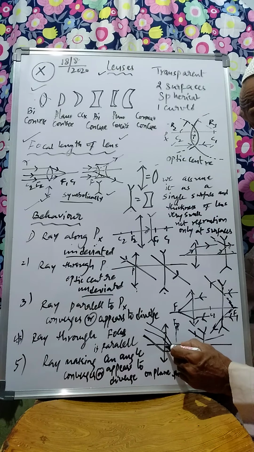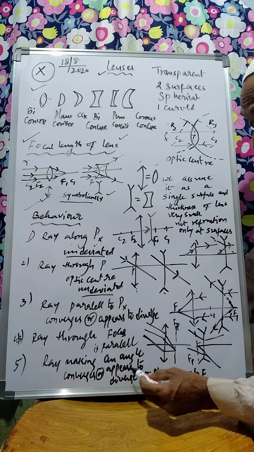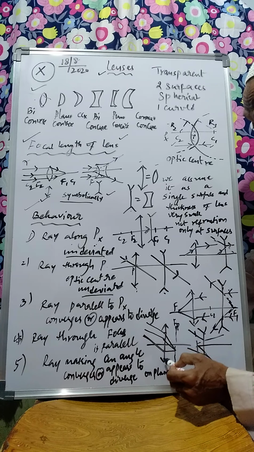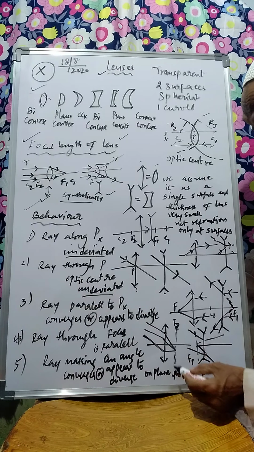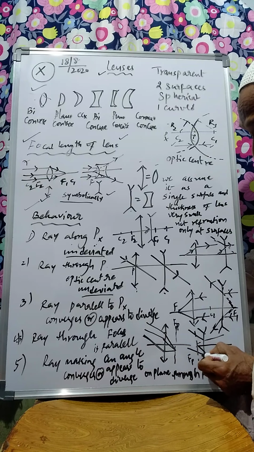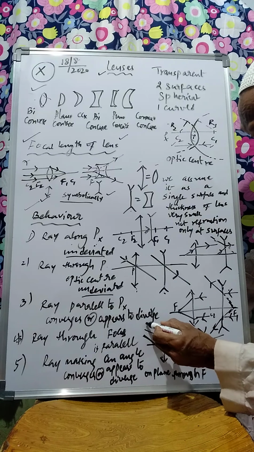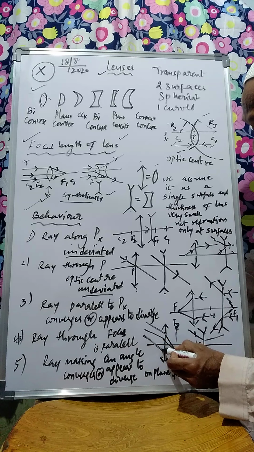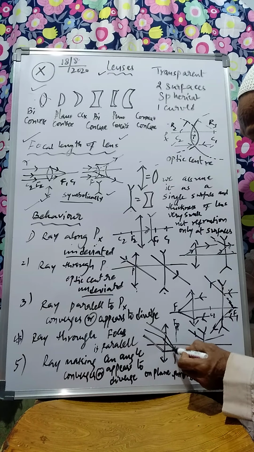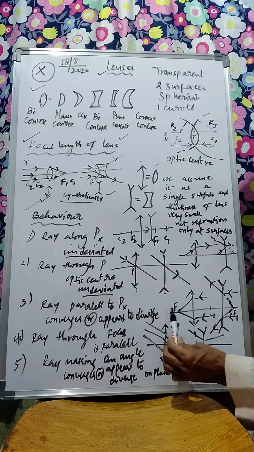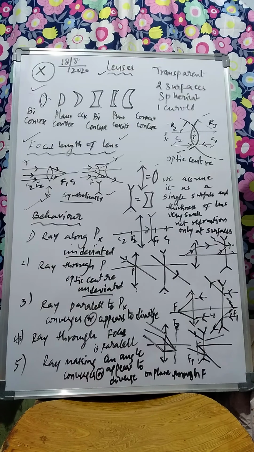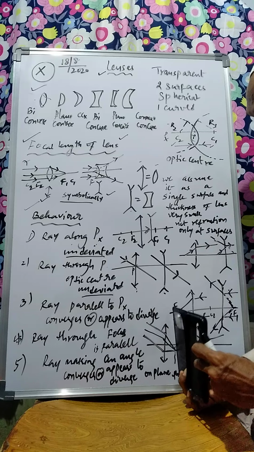Now a ray making an angle with the normal, a ray making an angle at the convex lens or concave lens, they appear to meet or appear to diverge at a plane passing through the focus. This is the plane. See, here they are making an angle, and when all of them meet, they are meeting at a plane which is passing through the focus. Plane means like this is a plane. So they meet on the plane here.